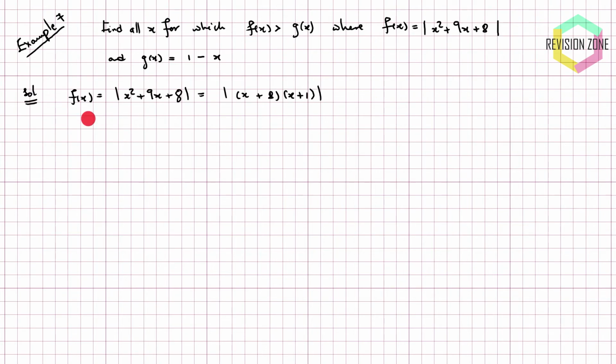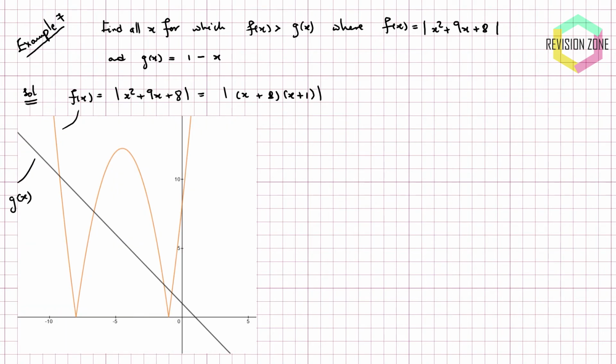So we want to try and actually get the graph of this f of x function, and how are we going to do that? Well, we're going to plot this quadratic, and then we're going to reflect the bottom half of the quadratic into the top half, okay? That's a standard way of getting the modulus of a function. So to graph this quadratic, it's worth factorizing it. So I know that the x-intercepts are going to be at -8 and -1.